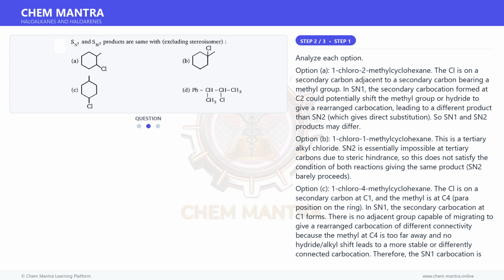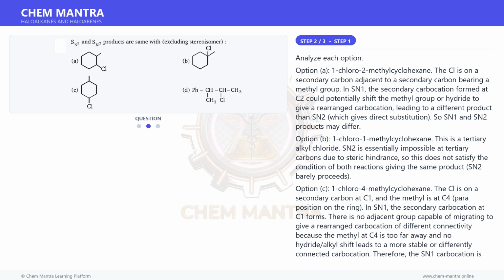Option C, 1-chloro-4-methylcyclohexane. The Cl is on a secondary carbon at C1 and the methyl is at C4, the para position on the ring. In SN1, the secondary carbocation at C1 forms. There is no adjacent group capable of migrating to give a rearranged carbocation of different connectivity, because the methyl at C4 is too far away and no hydride or alkyl shift leads to a more stable or differently connected carbocation.